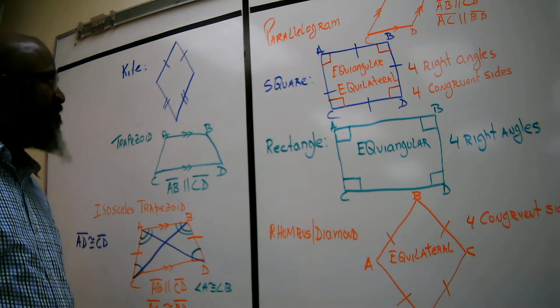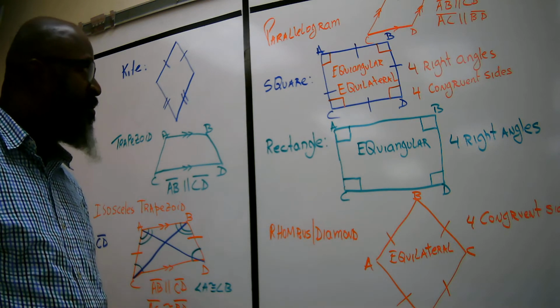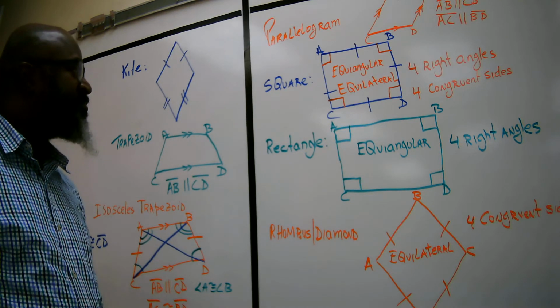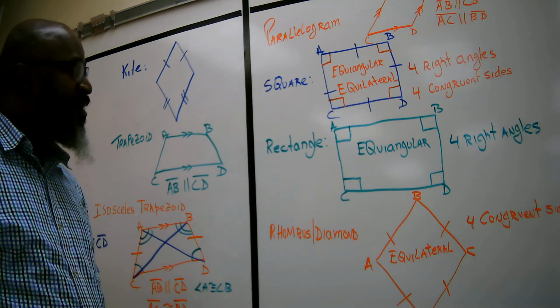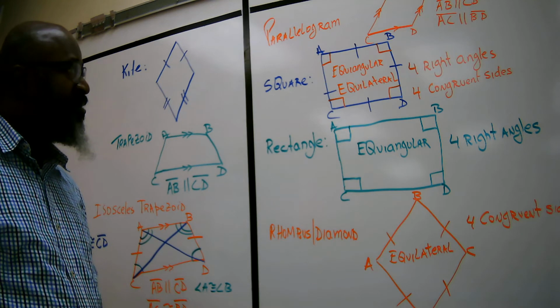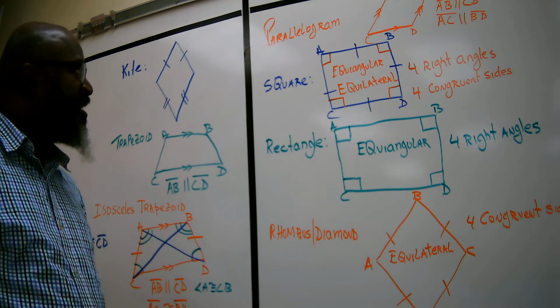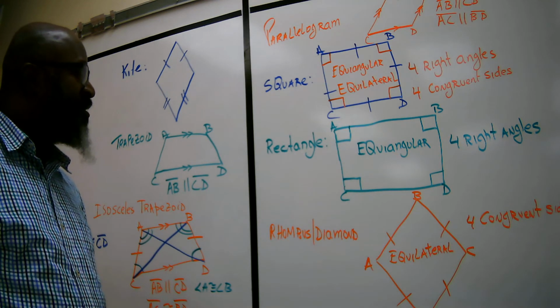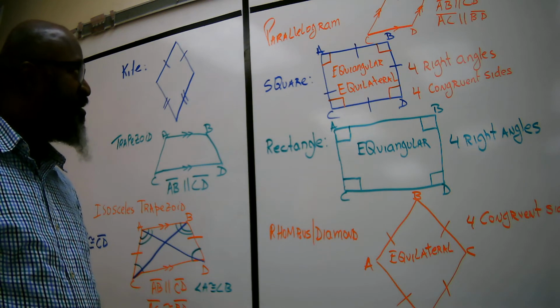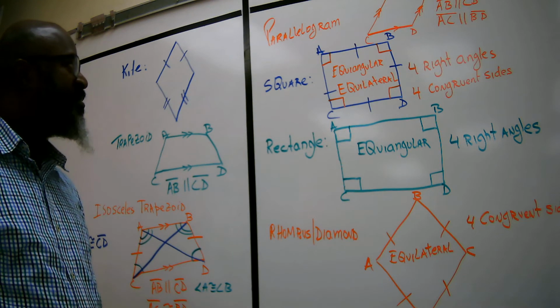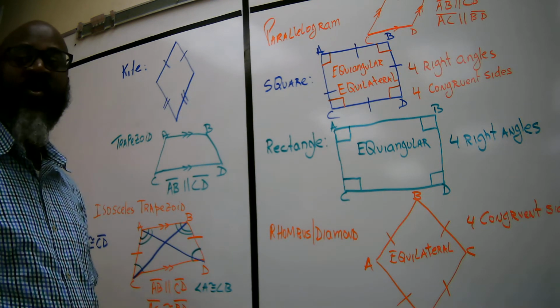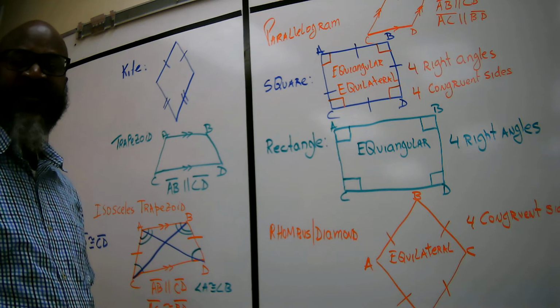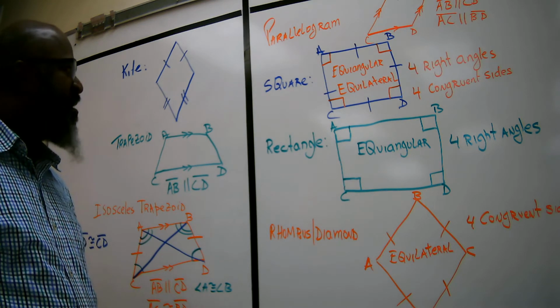So we also have the parallelogram. A parallelogram is defined as a four-sided polygon that has 2 pairs of parallel lines. As you can see in the word parallelogram, the root word is parallel. So you will have 2 pairs of parallel lines.